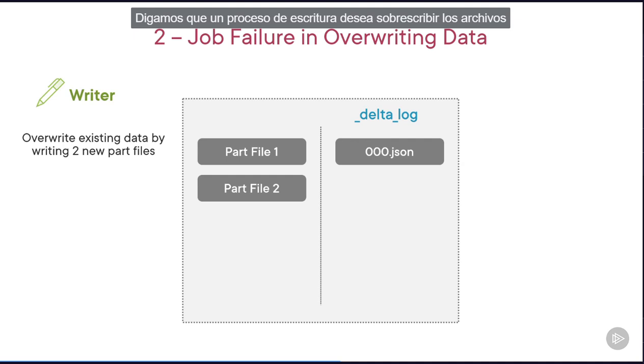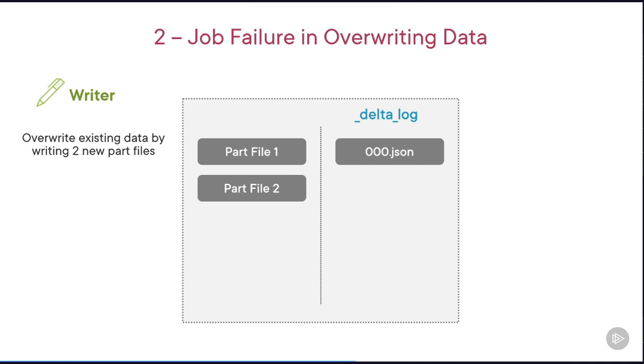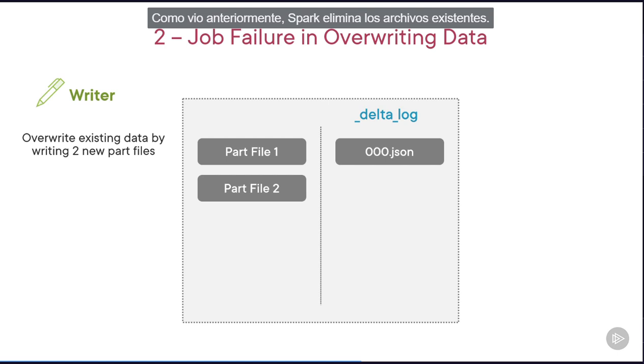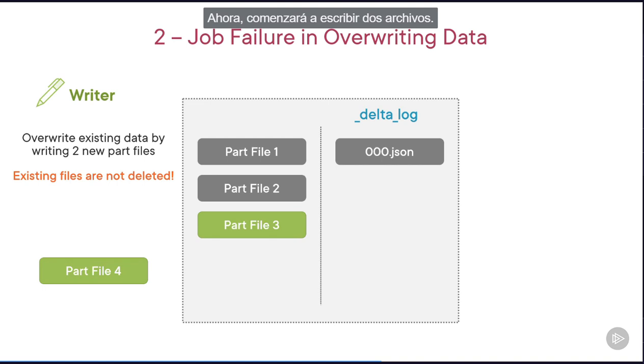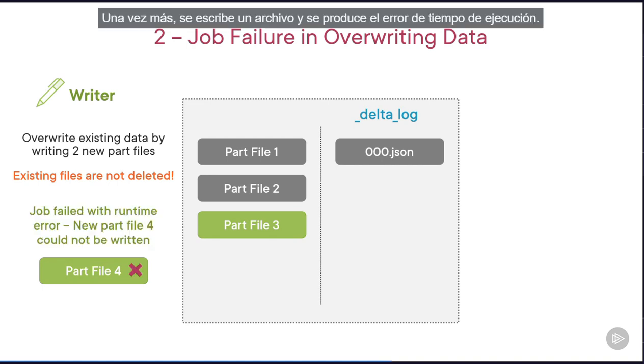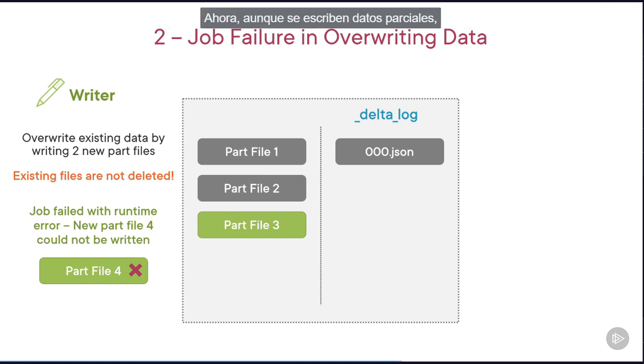Now let's see what happens if there is a job failure while overwriting the data. Let's say a writer process wants to overwrite the existing files by providing two new files. As you saw previously, Spark deletes the existing files. But in case of Delta format, existing files are not deleted. Now it will start writing two files. Once again, one file is written and there is a runtime failure. Now even though partial data is written, no entry is made to the transaction log.